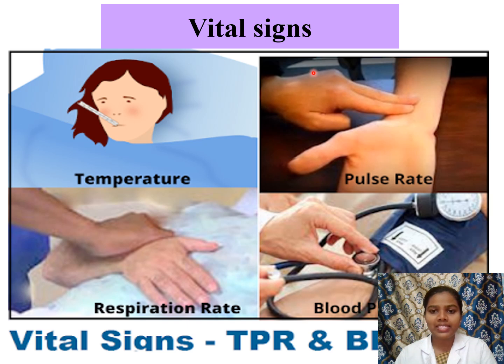Next one is vital signs. The vital signs are temperature, pulse rate, respiration, and blood pressure. These are the things which give a lot of information about the patient's status and the condition the patient is in. By observing the temperature, we can know whether the patient is suffering with fever, and we can know the viral action inside the body of the patient.